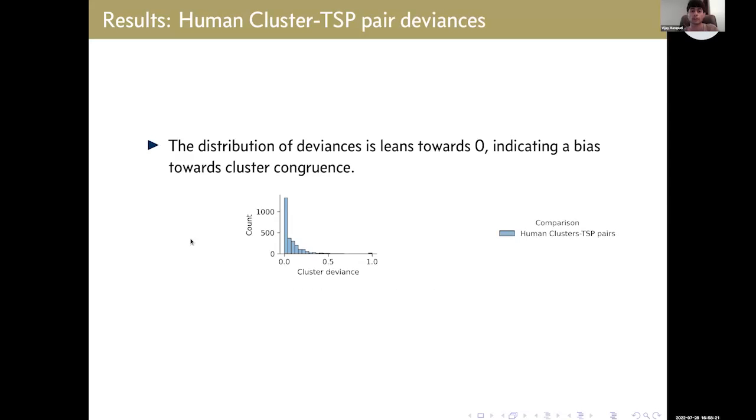And finally, we wanted to compare our results to a null model to make sure we're not picking up on a statistical artifact. So for that, we wanted to show you the distributions of the deviance metrics. So this is what the general distribution of the deviance metrics looks like. 0 means very aligned with using clustering for the TSP, and 1 means not very much. As you can see, it leans strongly towards 0, indicating a bias towards congruence.